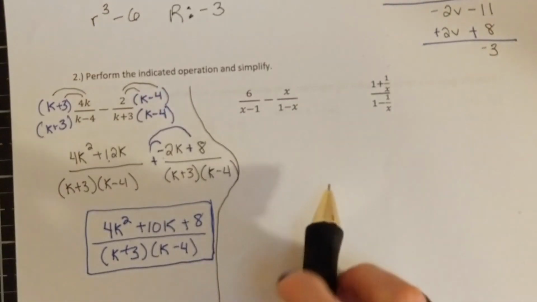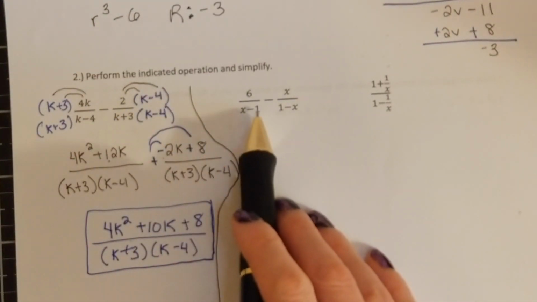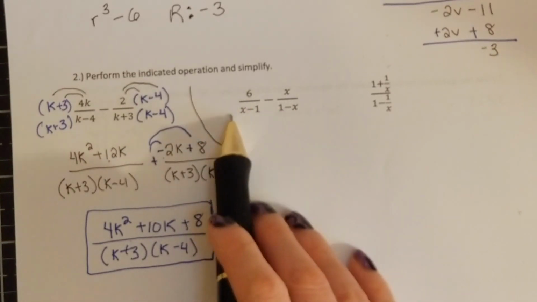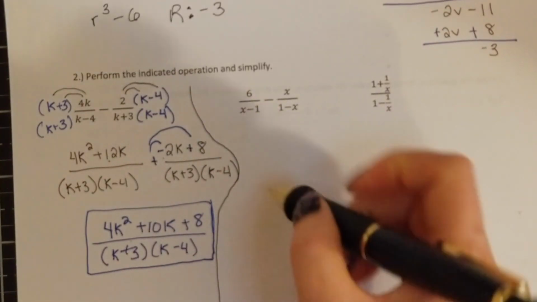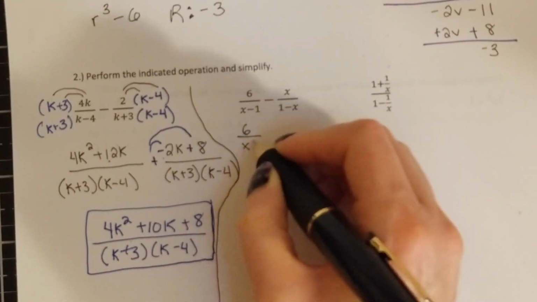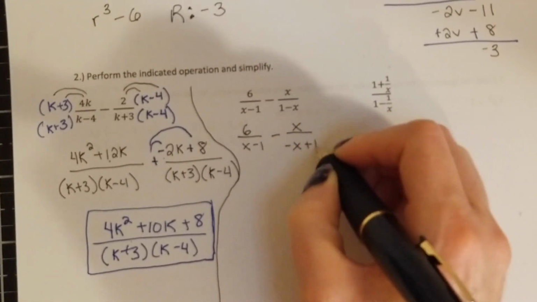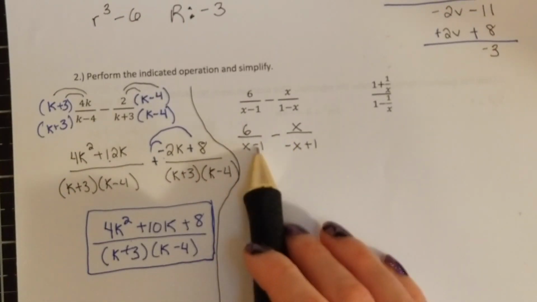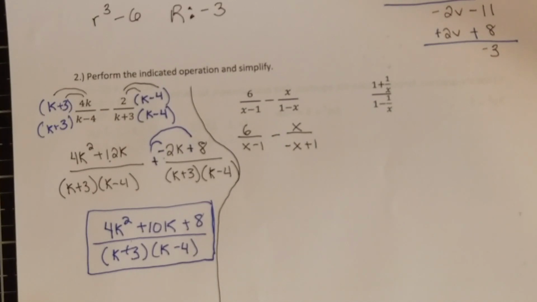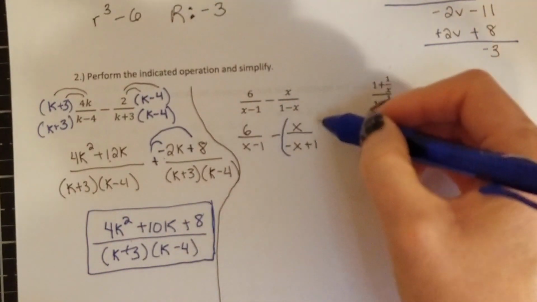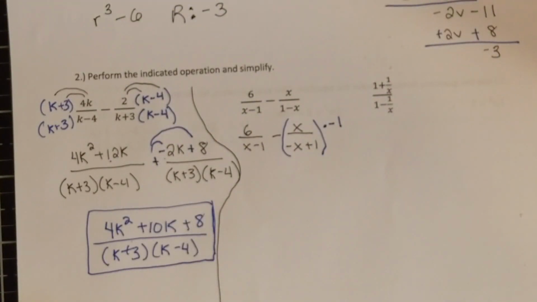Okay, next one. So this one is very similar to this one, except instead of the numbers being different, one of them is just backwards from the other one. So you could rewrite this. So we have 6 over x minus 1 minus x over negative x plus 1. So now you can see that these are the same denominator, it's just the signs are switched. So to switch back all the signs, you're going to take this entire thing and times it by -1, and that will get the signs in the correct order.